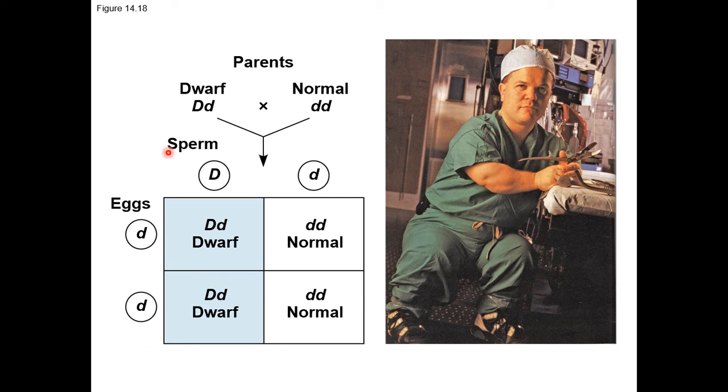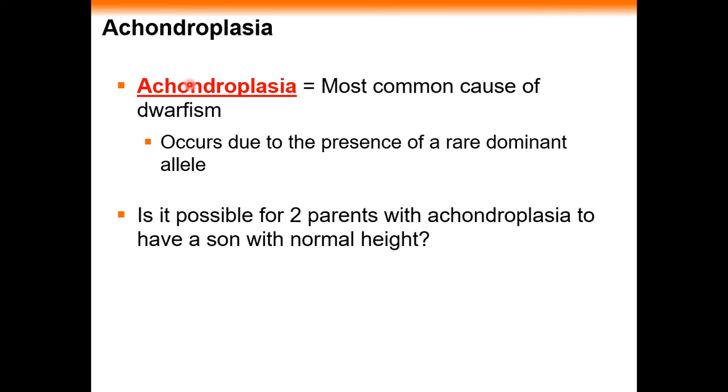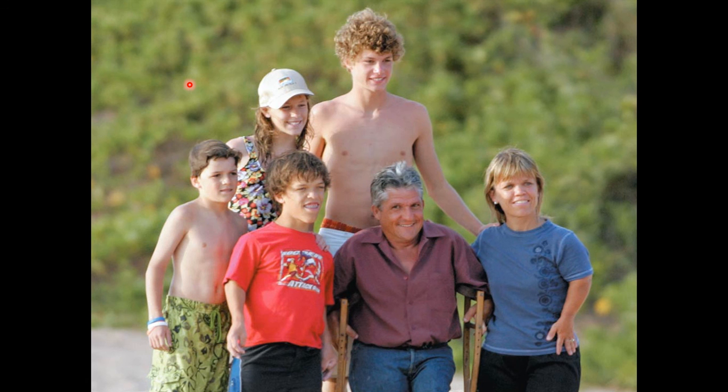If you have two dwarfs mate that are heterozygous, there'd be a 3-to-1 relationship. 75% of the children would be dwarfs, 25% wouldn't. If one of the parents is homozygous dominant, then all the offspring would be dwarfs. Here's a picture of that.